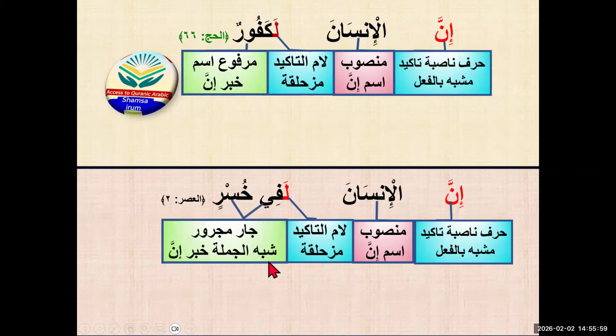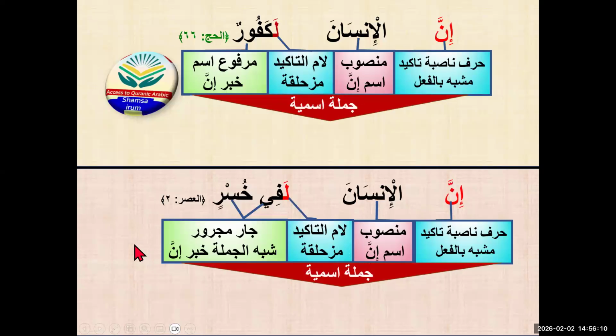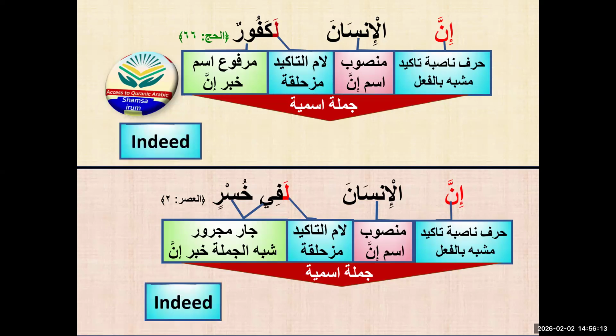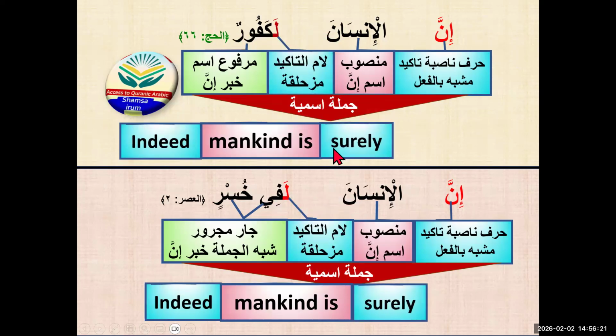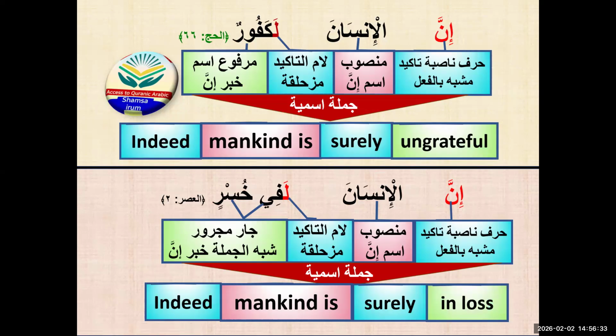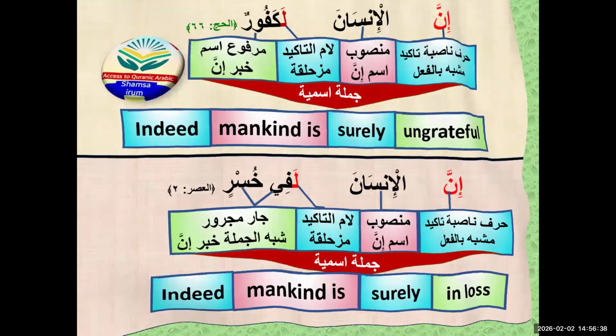So we will say jar majrur shibu jumla khabru inna. Okay, so it means there is no real actual khabar. That's why this jar majrur has taken the place of the khabar. They both become a jumla ismiya. Translation is, indeed mankind is, the first one in kafurun, surely, of course the lamu tauqeed is also here. Indeed mankind is surely ungrateful. And the bottom one is, indeed mankind is surely in loss. So I quickly analyzed both of these for you. I hope you like it.